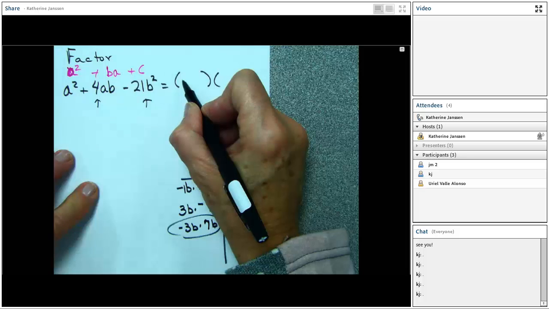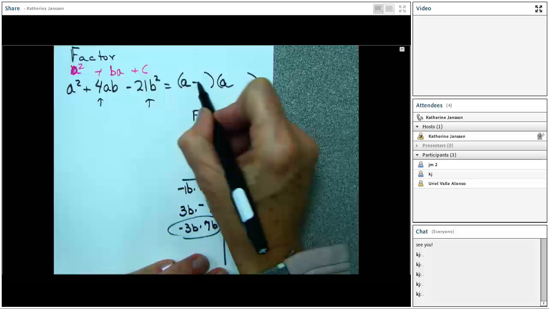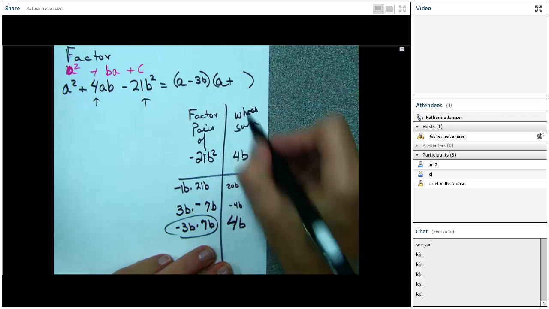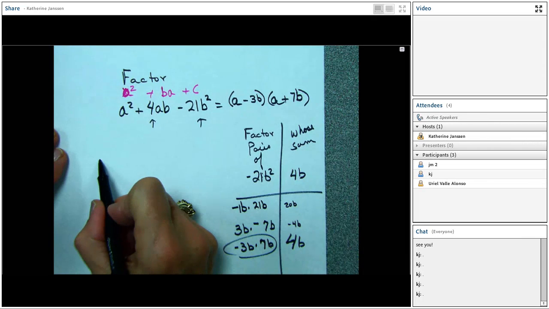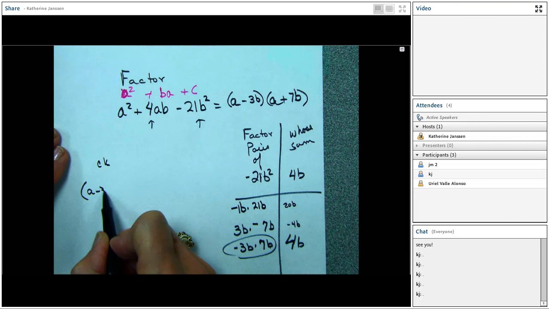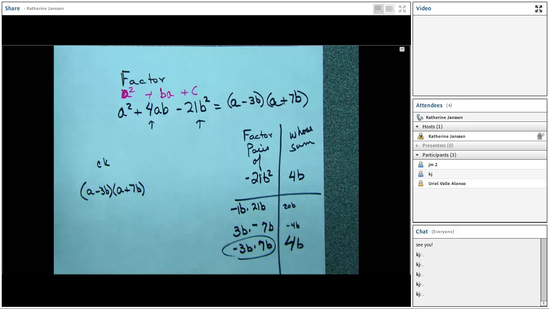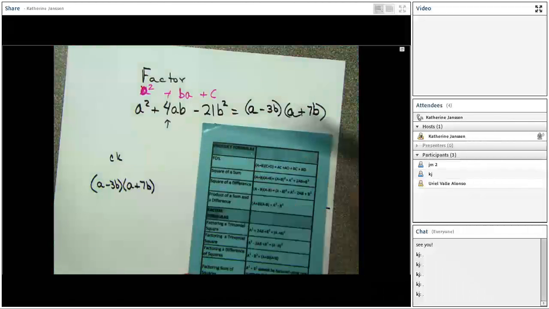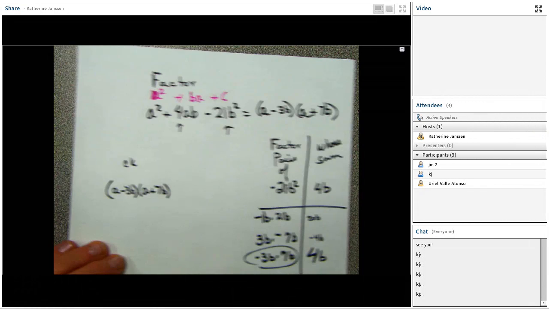So I can fill in my first term, a and a, give me a squared, and then a minus 3b plus my other factor of 7b. And now let's check. I have a minus 3b times a plus 7b. That's a binomial times a binomial, so I'm going to get out my blue card. Are the first two terms the same? Yes. Are the last two terms the same? No. So we'll resort to FOIL to solve.